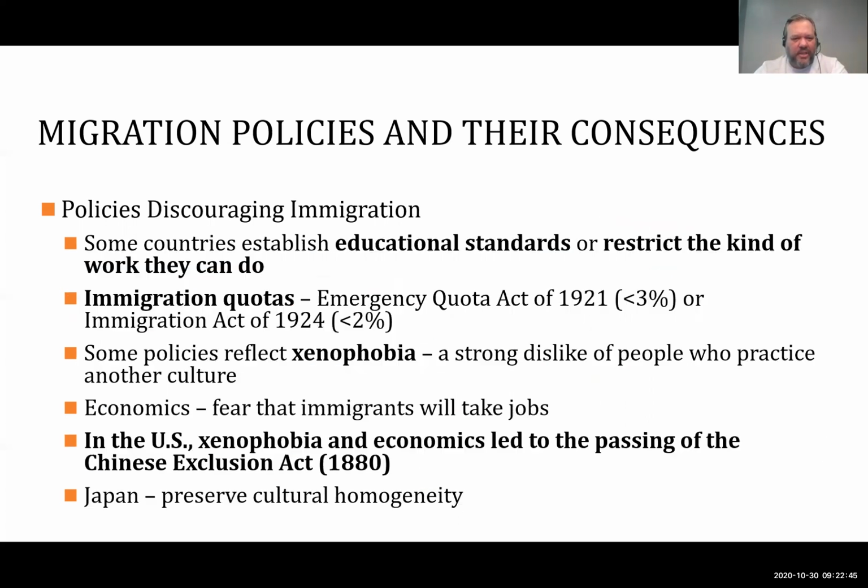And we'll watch some on that. And then policies discouraging immigration. Some people put education standards, say you have to have a certain education to come in. Some countries will restrict the kind of work that they can do. Most countries have what they call a quota on immigration, and a quota is simply a limitation on the number of people that can come in.